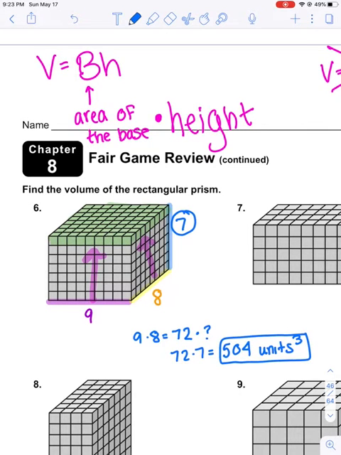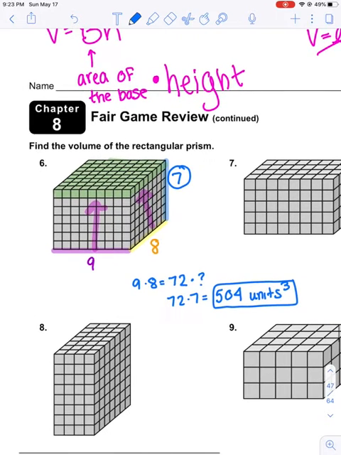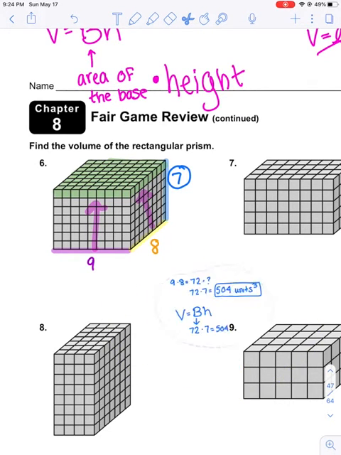Now let me break down what we just did. The formula for volume is volume equals area of the base times the height. First, we found the area of the base. The area of the base was 72. Then we found the height, which is 7, and we multiplied 72 times 7, and that was 504. So our final answer was 504 units cubed. We're going to try that again.